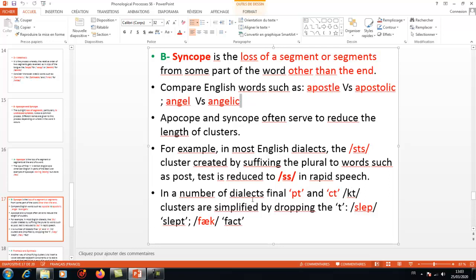Now, in a number of dialects, final pt and kt clusters are simplified by dropping the t. So instead of saying slapped, it's easier to say slap. Fact, fact. And we understand that it's fact here.